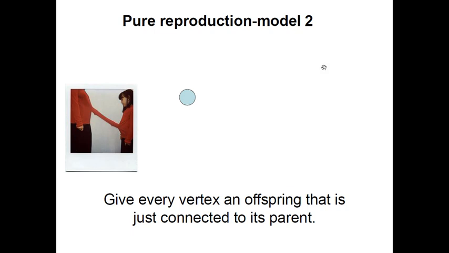Once again, we suppose that every time step, every vertex has an offspring. But this time, we suppose that the offspring are only linked to their parents. So this is the system evolving over the first few time steps. And you see that we get this kind of tree-like structure. And we also, once again, have this kind of self-similarity, because really the network which sprouts from any particular vertex is kind of like a time-lagged version of the original network which grows from the original vertex.